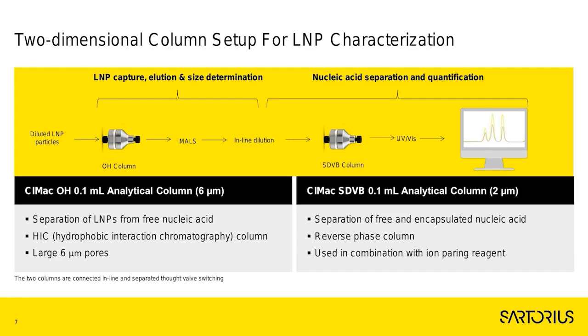Then we elute the particles from the first column. We measure their average size using the MALS detector, and then we open them up to measure the encapsulated mRNA or nucleic acid species.